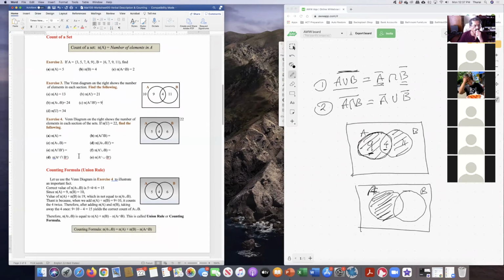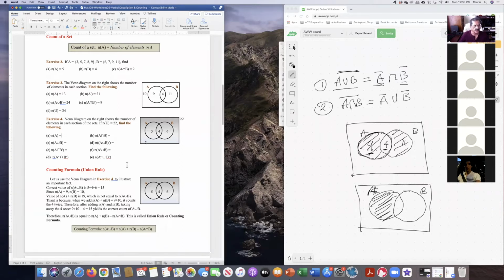Okay, moving on to exercise 4. Exercise 4 gives you the number of elements in the universal set as 22. And then 5, 4, and 6 are the number of elements in each section. So we need to figure out how many elements are outside the 2 circles. Can somebody tell me how many are there? 7. Right. 15 elements are in the 2 circles, so subtract that from 22, you get 7. So there are 7 outside.